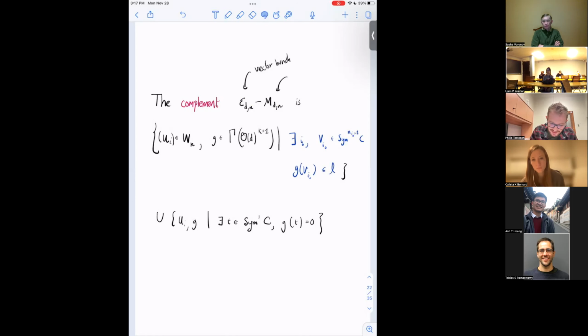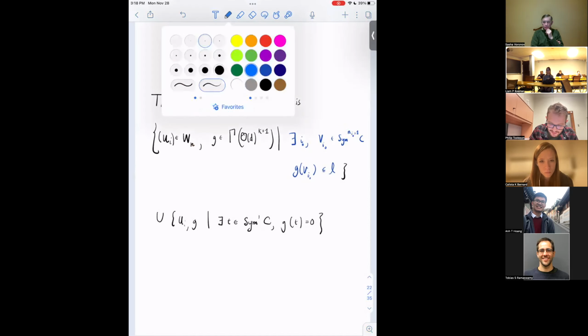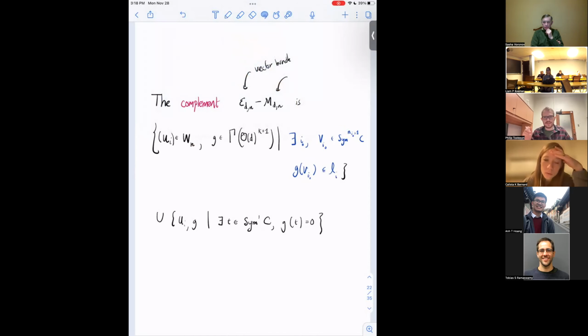of MDN inside EDN is basically the collection of all tuples consisting of UI and G, where G either simultaneously vanishes at some point of C, or there's some divisor of degree ni plus one such that G of VI is contained inside of LI. Remember, MDN is the space of all maps where the multiplicity is exactly ni, and the complement is all the ones where the multiplicity is at least one more. So there's some I naught and some VI naught such that G passes through LI one more time.